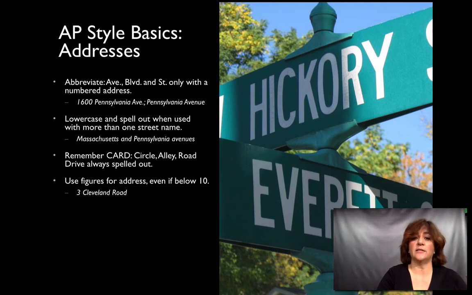We're going to lowercase and spell out when we use more than one. So, example here, Massachusetts and Pennsylvania avenues, we'd lowercase that. And then we'd use figures for all addresses, even if it's below 10. So here's an example for you: 3 Cleveland Road. And I want you to think about, if it was 3 Cleveland Avenue, would you or would you not abbreviate it?